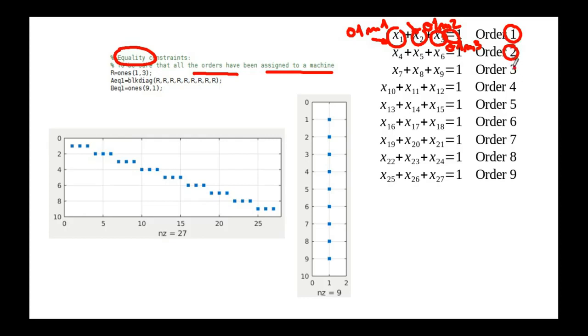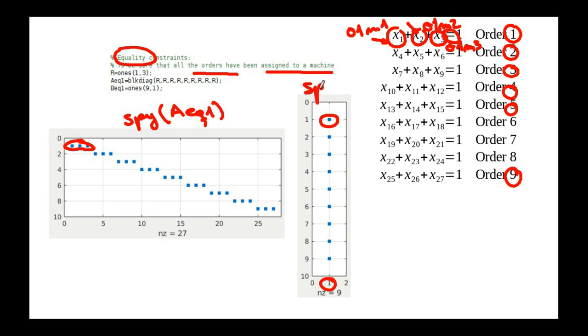The same goes for orders 2, 3, 4, 5 until 9. And this is the spy, you know, in MATLAB, spy of A equality. If we spy this, we have, as you can see, the first three positions of the optimization array, the first three positions, 1, 2, and 3, must be equal to 1. Equal to 1, as you can see here. This is spy of B equality.